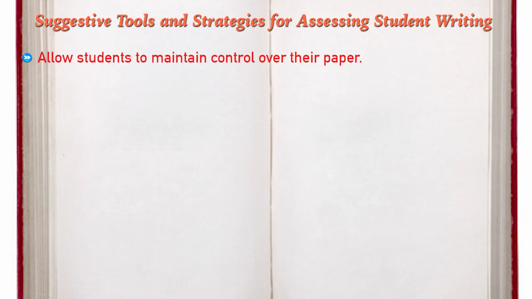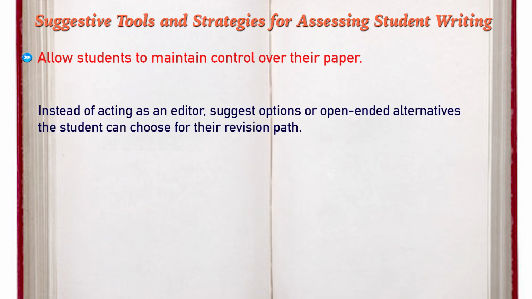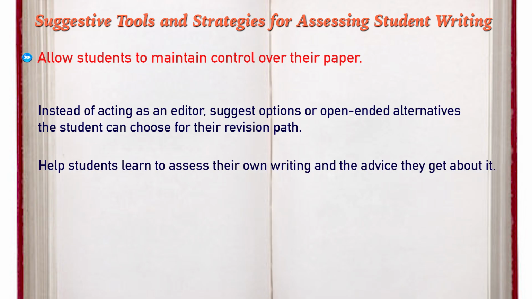Next, allow students to remain in control over their paper. Instead of acting like an editor or a copy editor, suggest options or open-ended alternatives that students can choose for their revision path. Help students learn to assess their own writing so that they can mimic that advice and learn how to improve their own writing strategies all by themselves.